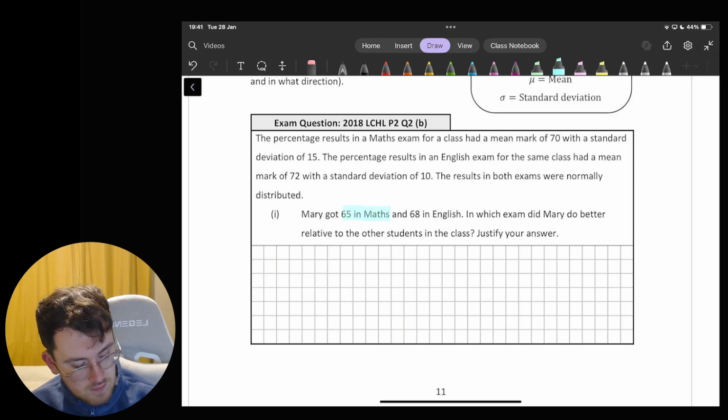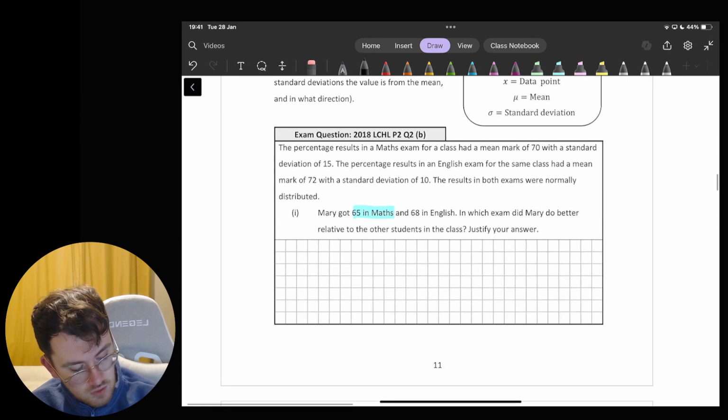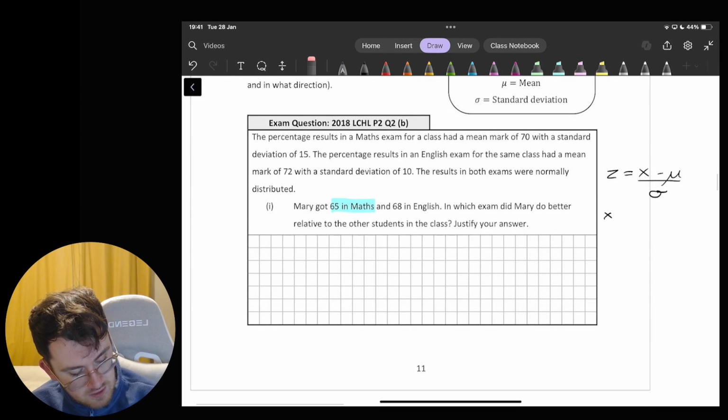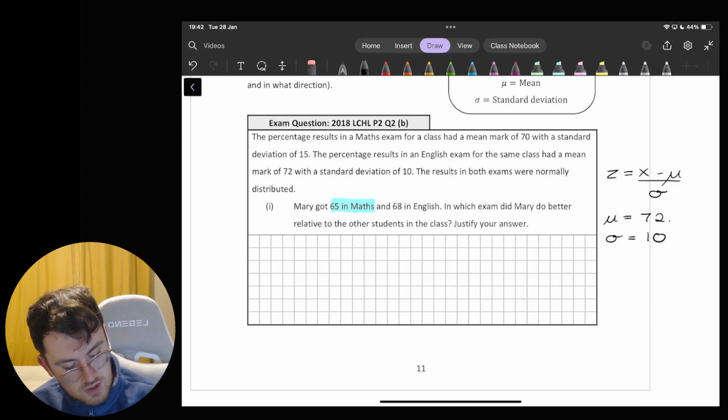We'll start with her math score, which was 65. Okay, we're going to have to use our standardizing formula here. So z equals x minus mu over sigma. I'll fill out all of these values. The x value is going to depend on which of the two questions I'm doing. Mu is the mean value, which is 72. Sigma is the standard deviation, which is 10.